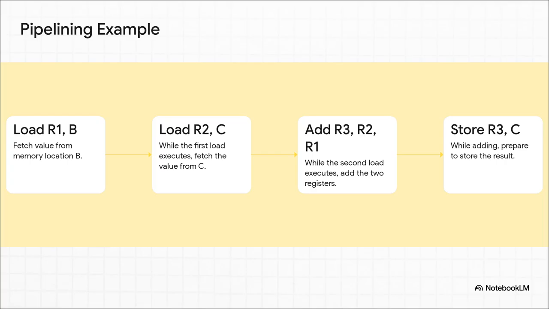Pipelining is brilliant. It's just like a factory assembly line, but for computer instructions. So instead of taking one instruction, finishing it completely, and then starting the next one, the processor overlaps all the steps. Just look at this example here. While it's busy executing the first load instruction, it's already grabbing the next one. And while that second one is executing, it's already starting to do the math on the first two. It's multitasking at a tiny, tiny scale.